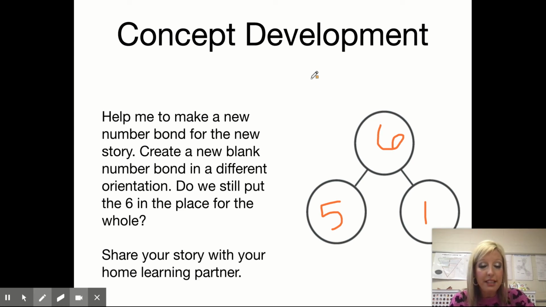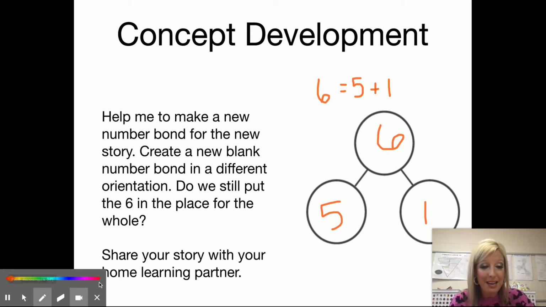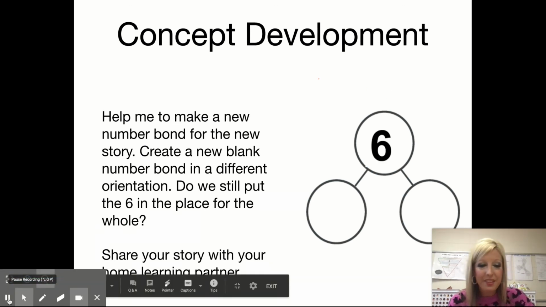And if I wanted to write that as a number sentence, I would start with my whole. 6 equals 5 plus 1. So yours may look a little different because you may have had a different story.